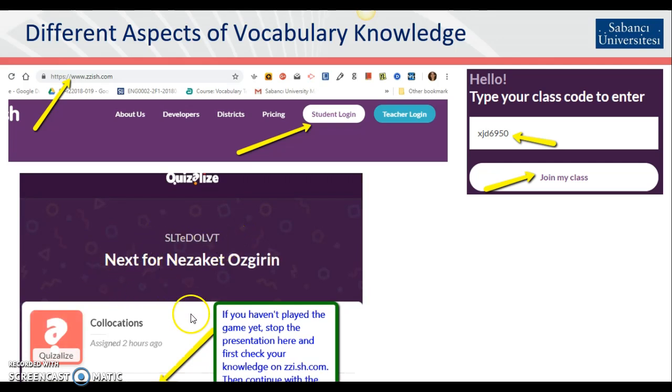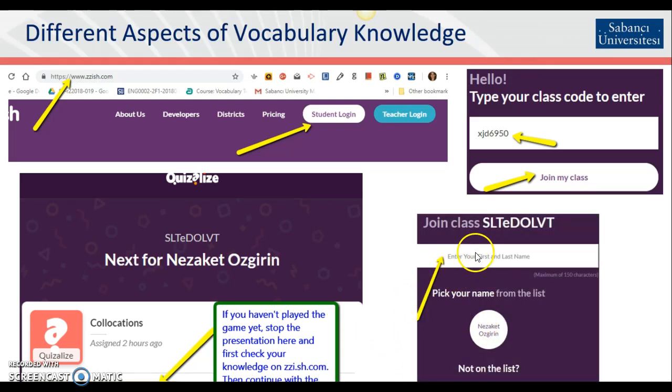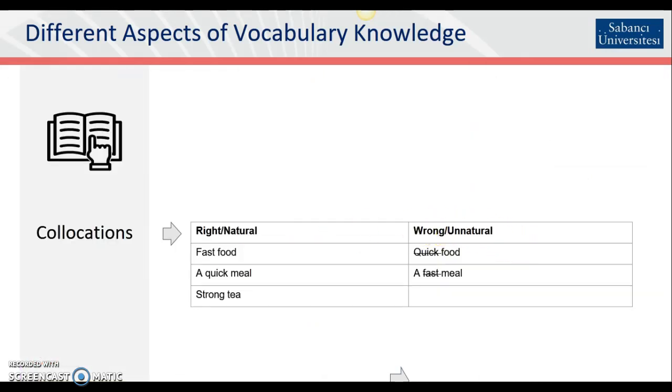For example, here you will see a collocations lesson. If you haven't played the game yet, please stop the presentation here and first check your knowledge on zizish.com. Then continue with the presentation. And here you will see what happens. Probably your name will enter here because you took part in this before.